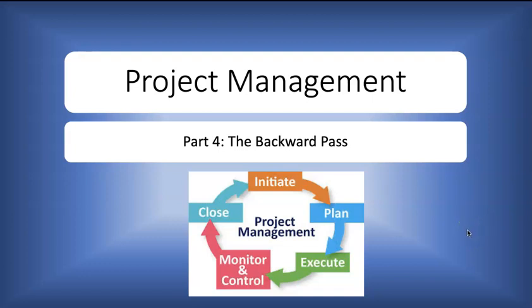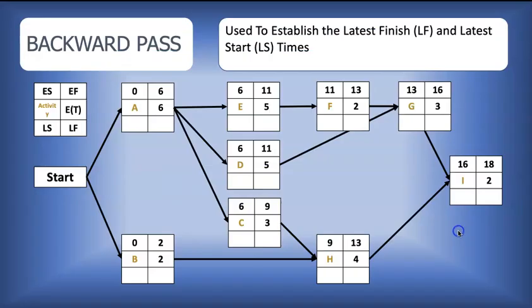Greetings. So we have drawn the project network, we have done the forward pass, and now we're going to do the backward pass. This is used to calculate the latest finish time and latest start time for each activity.